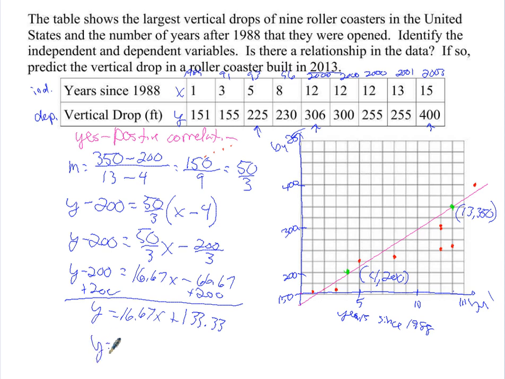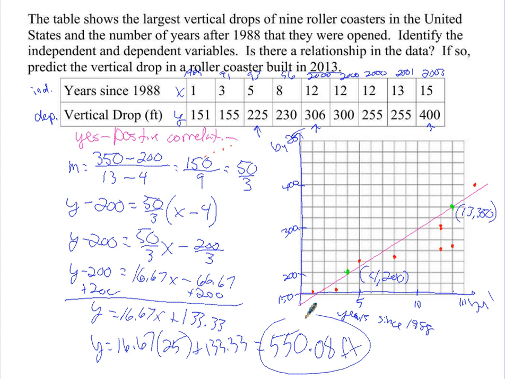So I write y equals 16.67 times 25 plus 133.33. Enter all that into your calculator. What do we get? 550.08 what? So feet. Don't forget your units.